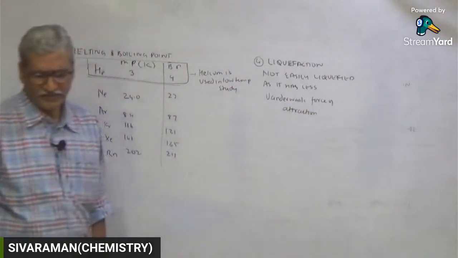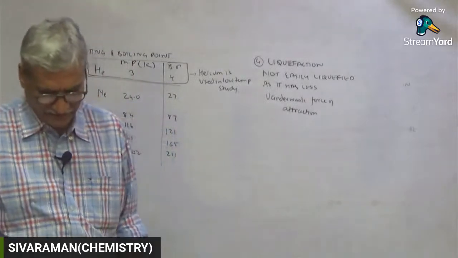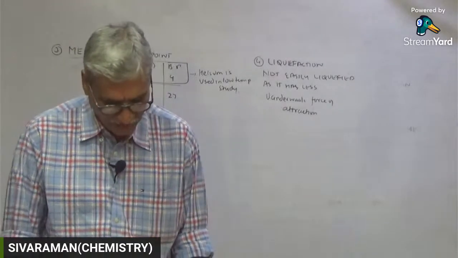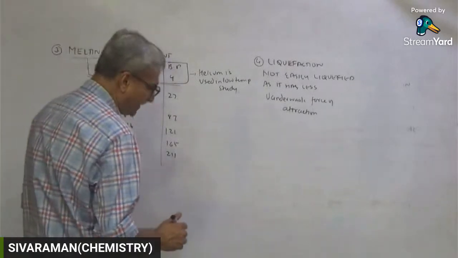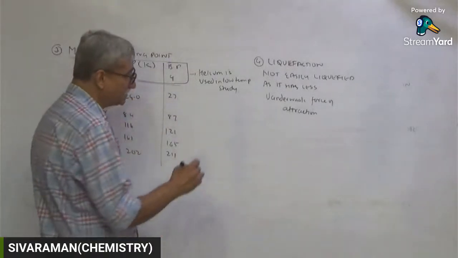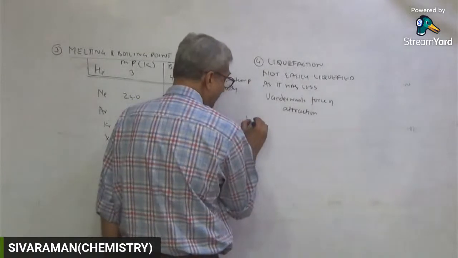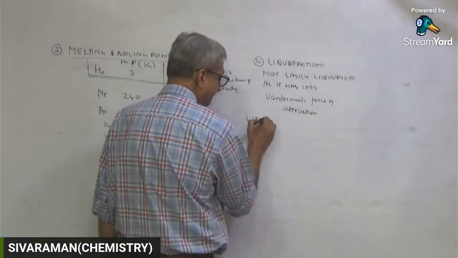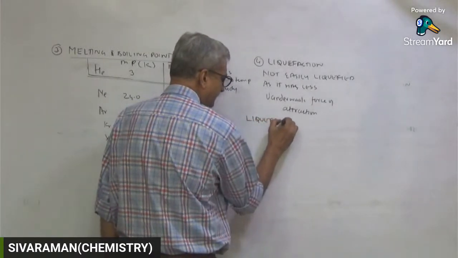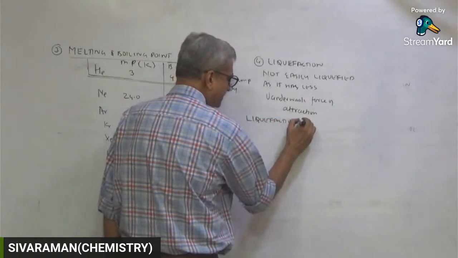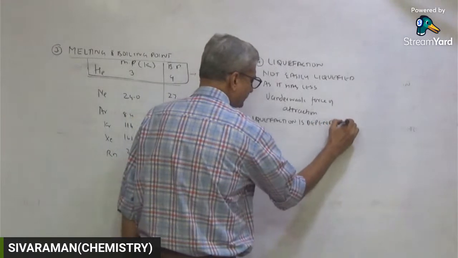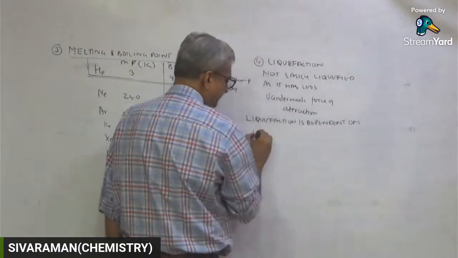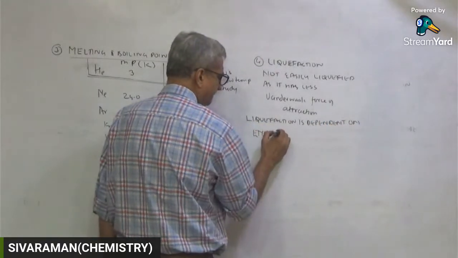But the liquefaction property will increase down the group. Why will it increase? Now, what is this liquefaction dependent on? Liquefaction is also dependent on enthalpy of vaporization.